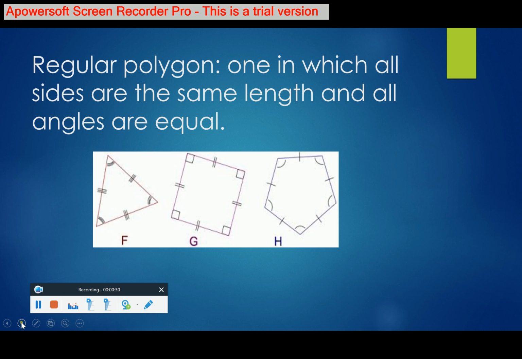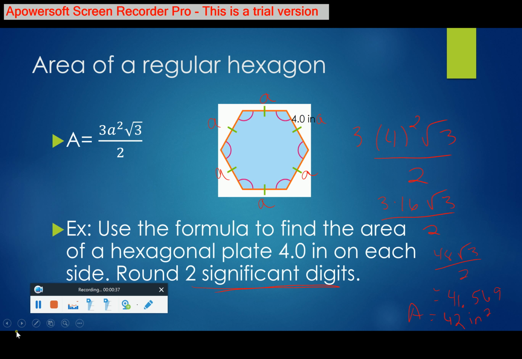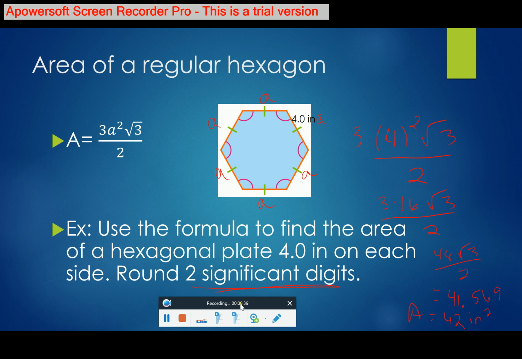All right, a regular polygon is one in which all sides are the same length and all angles are the same. So if we're talking about finding the area of a hexagon, here's the formula: 3a squared, square root of 3, all divided by 2. A is your side length, which I have shown. All a's are the same. So in this problem, they want you to find the area of the hexagon given 4 inches is the side.